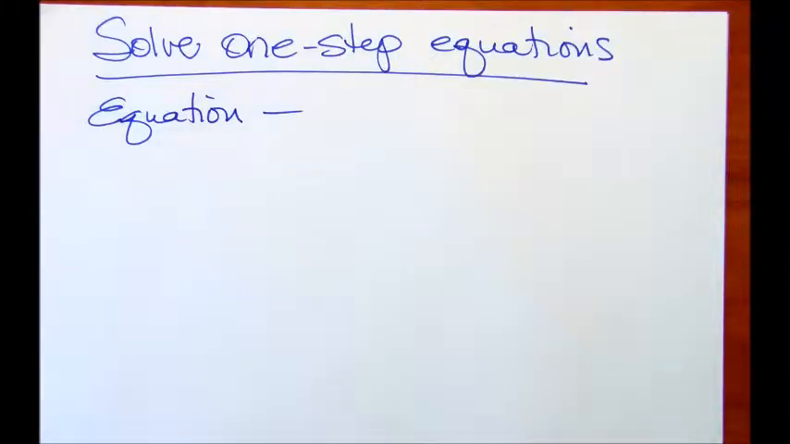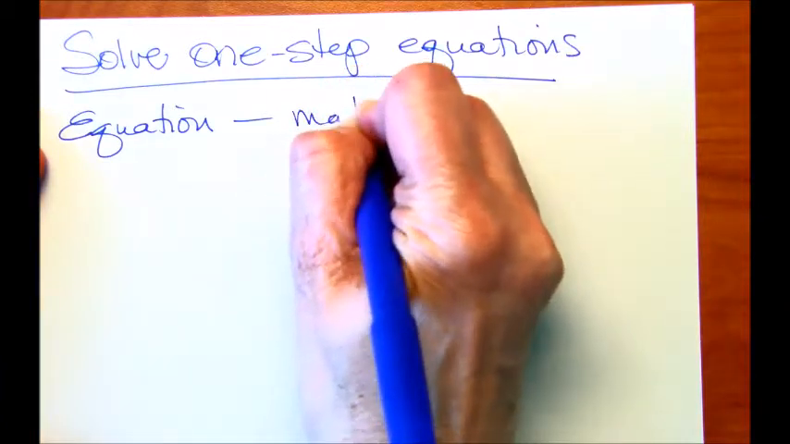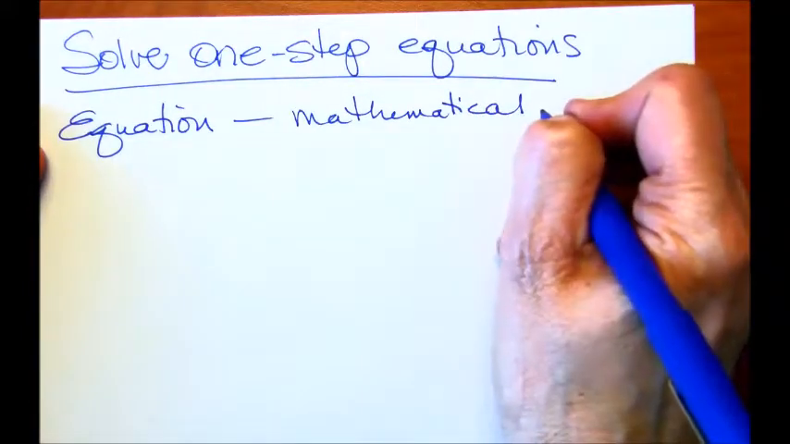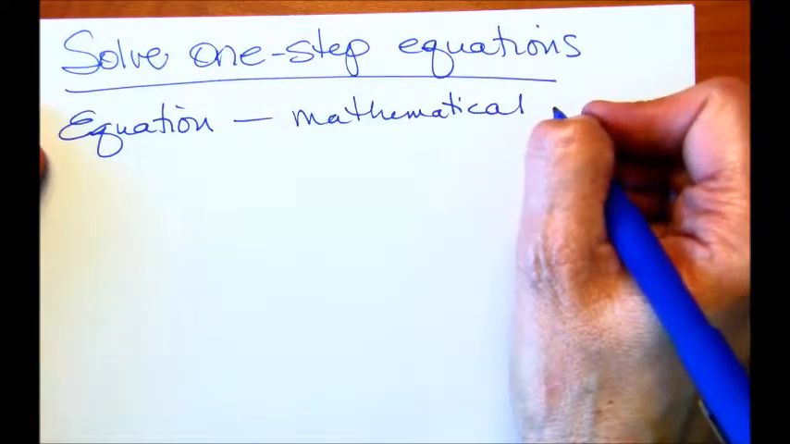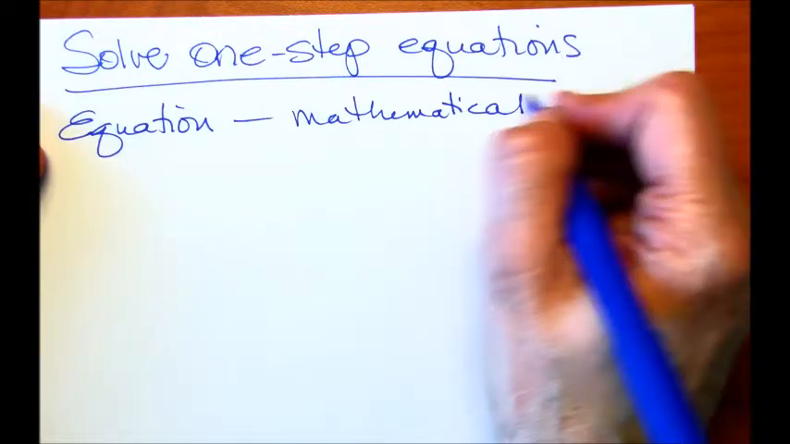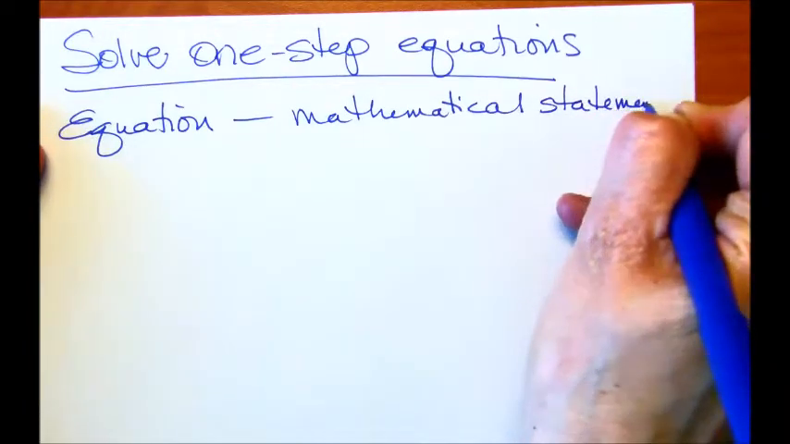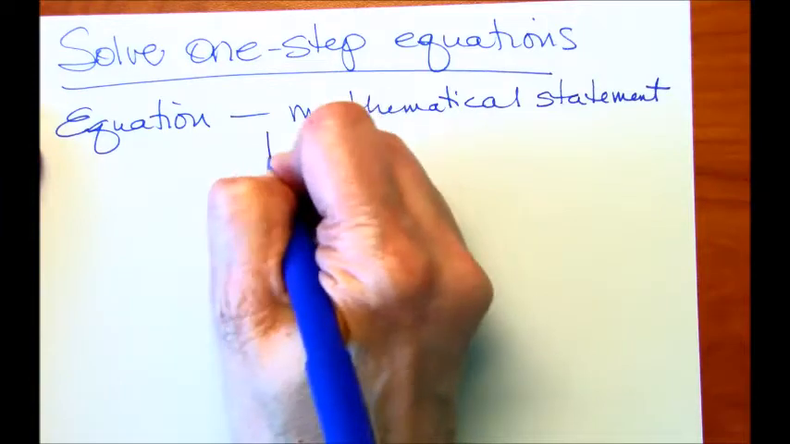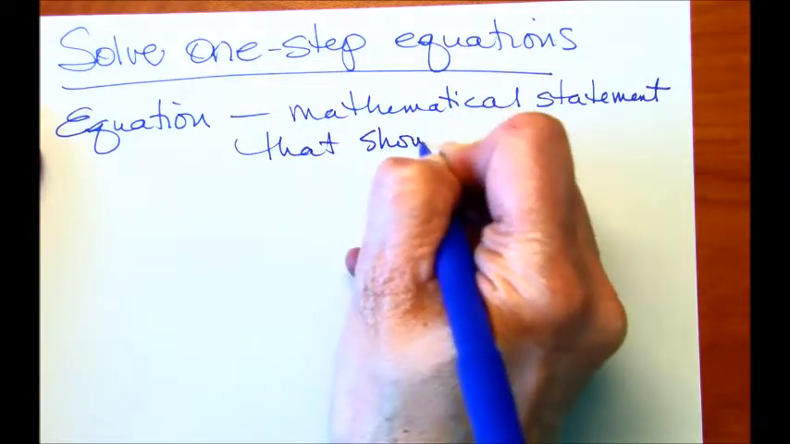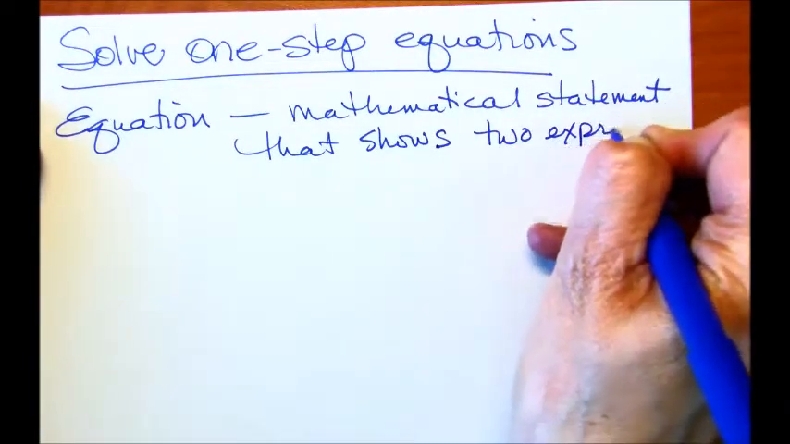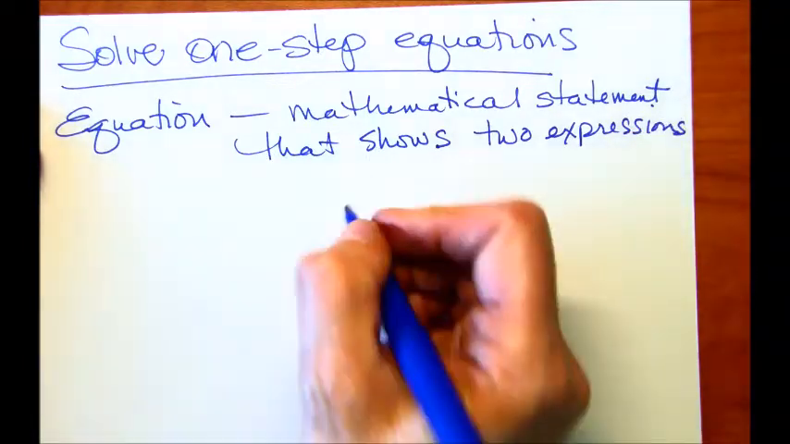Let's now talk about solving one-step equations. An equation is basically a mathematical statement, and in that statement it's going to show that two sides of the equal sign are equivalent. They're going to have the same value. So let me write that out for you. It's a mathematical statement that shows two expressions as equal.